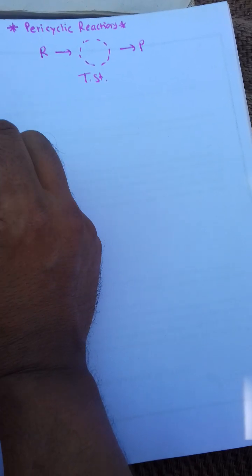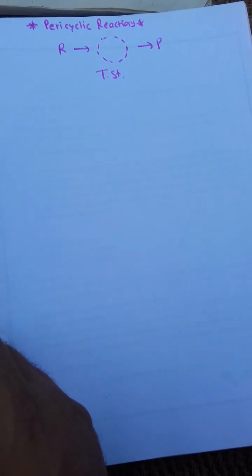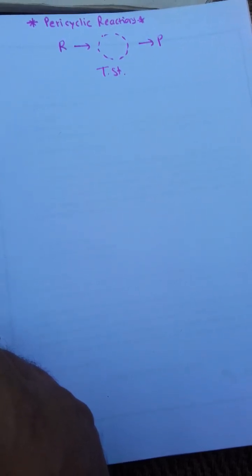So what are the characteristics of these pericyclic reactions? Mainly, pericyclic reactions are molecular reactions. Molecular reaction means the whole molecule is involved in this reaction. That's why it is called a pericyclic reaction. So what are the characteristics of pericyclic reactions?